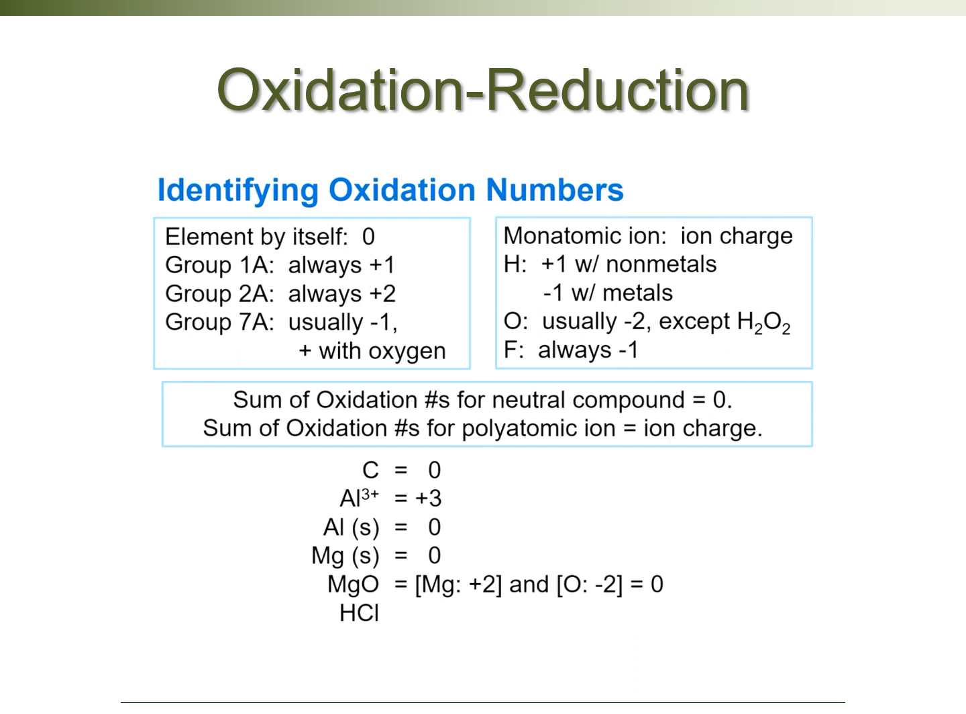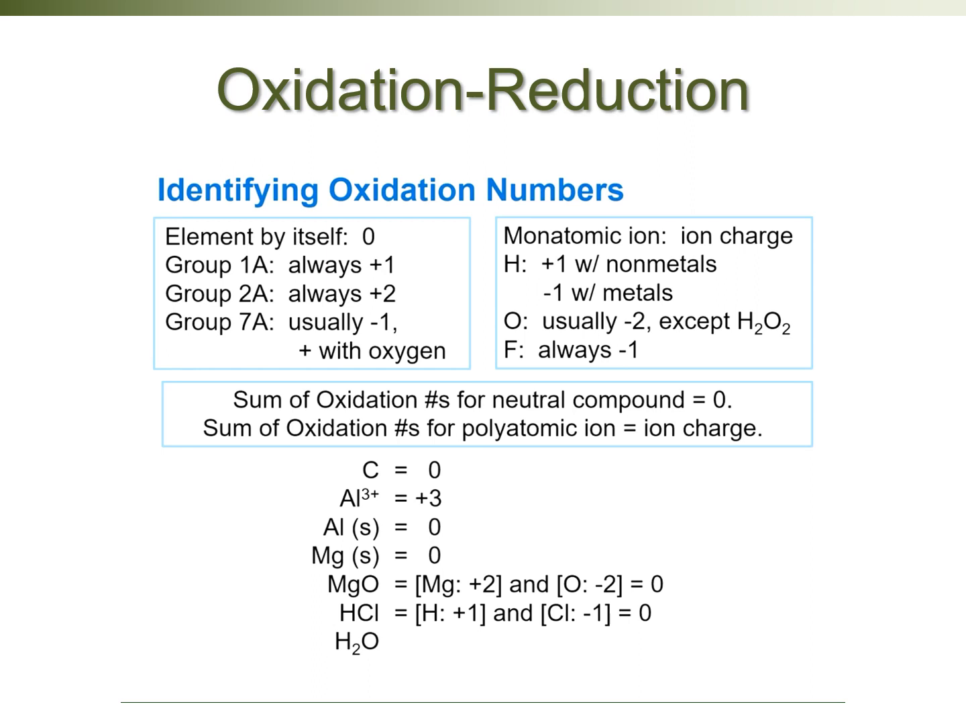What if we had something like hydrogen chloride? Well, we'd have to look at the rule for hydrogen for starters. So hydrogen is going to be a +1 with non-metals and a -1 with metals. What is chlorine? Chlorine is a non-metal, so hydrogen is going to be a +1, and chlorine is a group 7A, and it's with hydrogen, not oxygen, so it's going to be a -1, and the +1 of hydrogen and the -1 of chlorine are going to come together and give us a 0 for the overall oxidation number because it's a neutral compound.